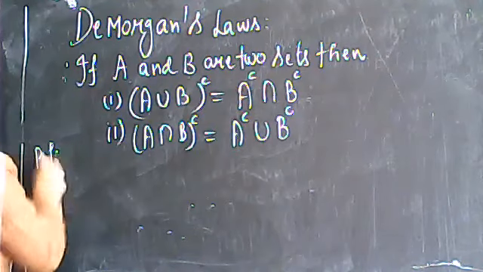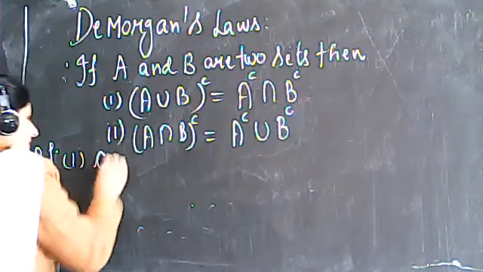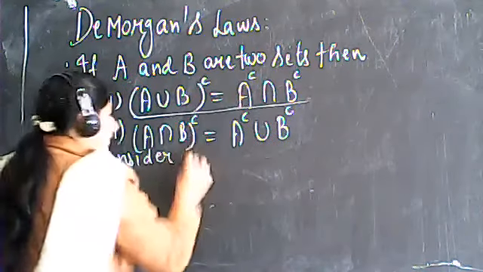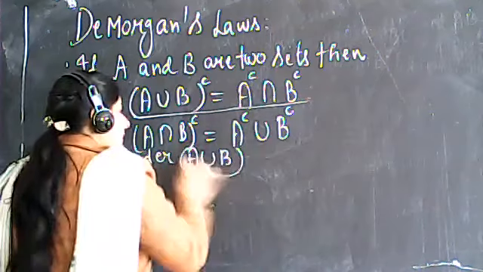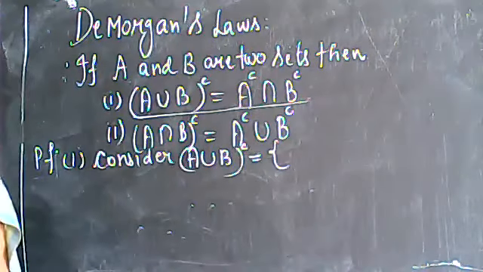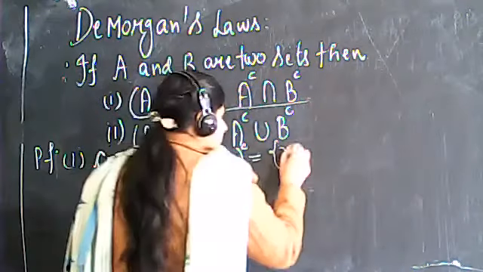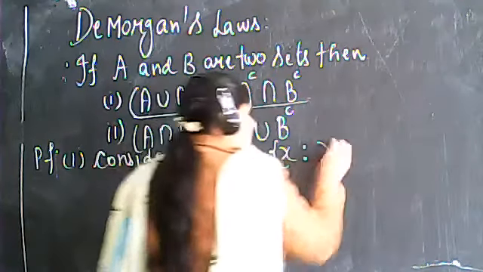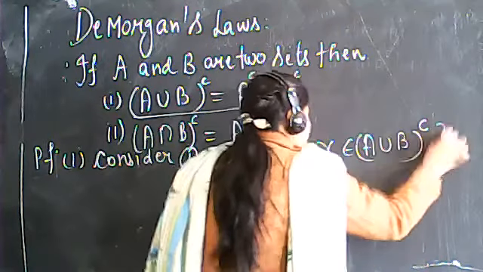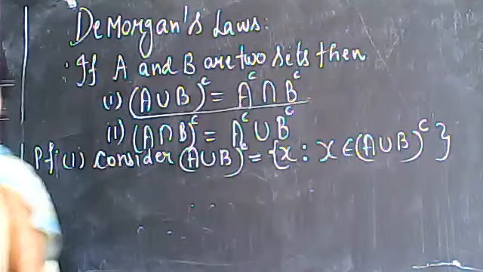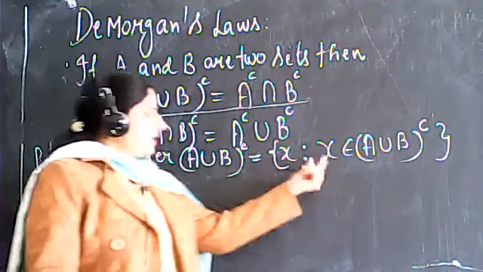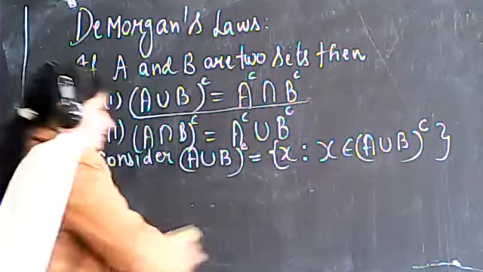So, proof of part one. Consider the left hand side. What is the left hand side of the first part? A union B complement. What is the definition of A union B complement? It means this is a set which consists of those elements that are available in A union B complement. This is the definition of a set. This set is basically the collection of those elements that are present in the given set.